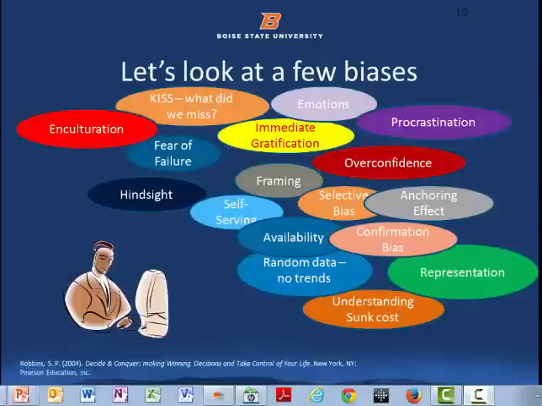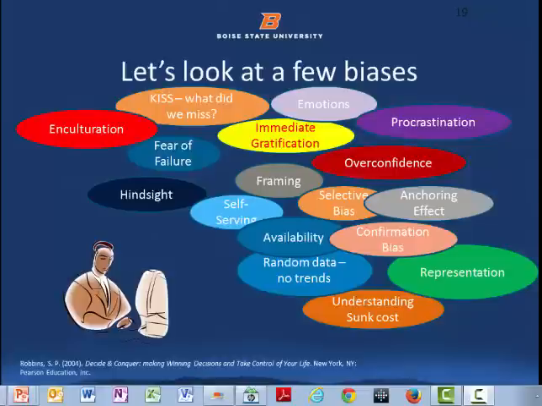This is from a book by Robbins called Decide and Conquer. It's noted on the bottom of the slide. If you ever get a chance to get this book, I really recommend it. It's a great read on understanding people in business. And you look at all these terms up there, all these are in the world of your stakeholders.